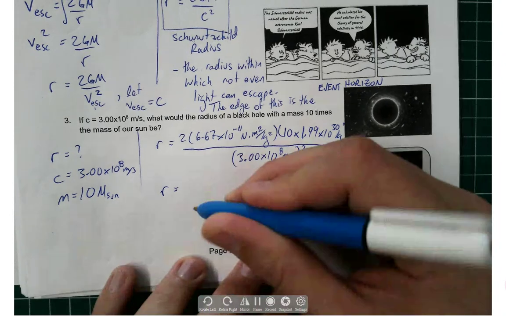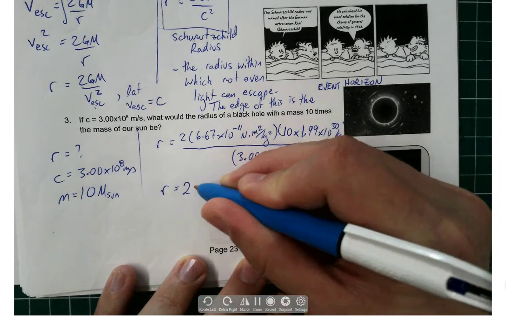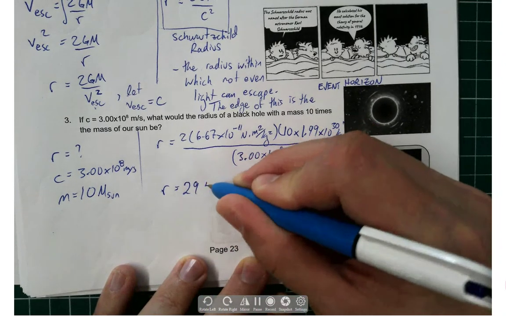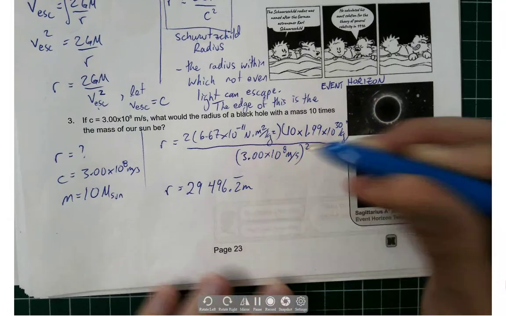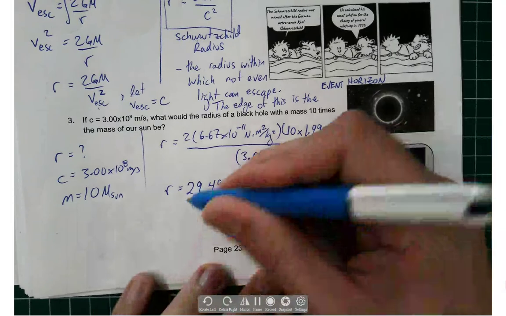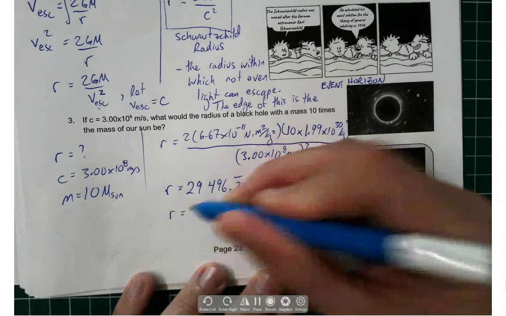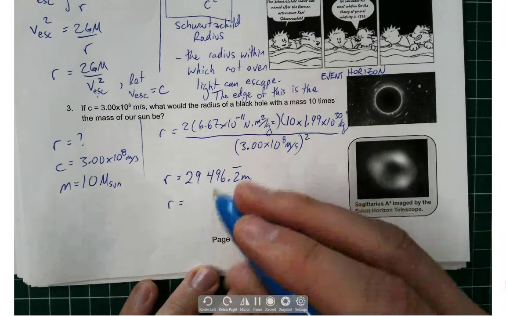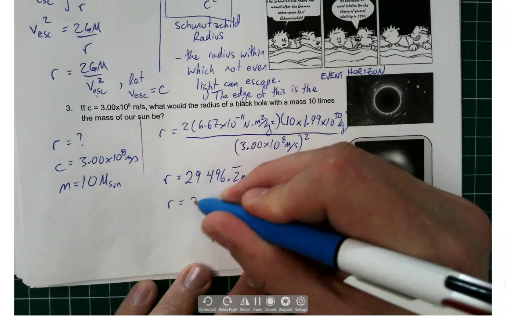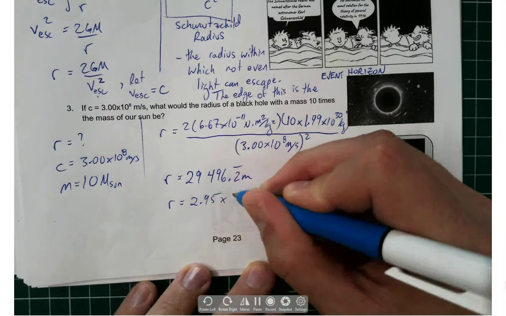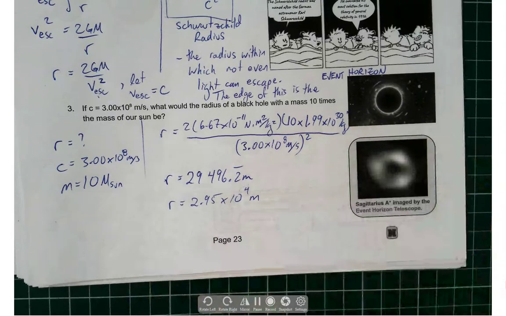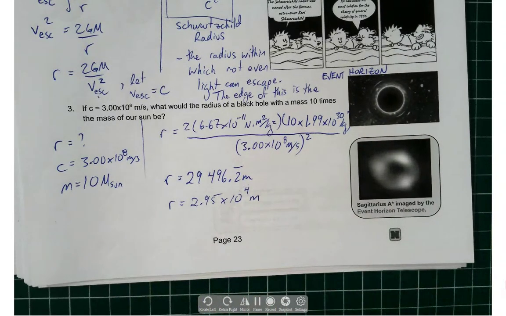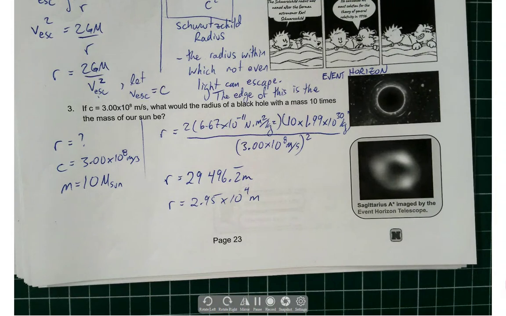I'm going to put it out there that I get 29,496.2 repeated meters. In other words, the radius of this object, if it's a black hole, is 2.95 times 10 to the power of 4 meters. If I want to put that in the language of kilometers, 29 and a half kilometers.